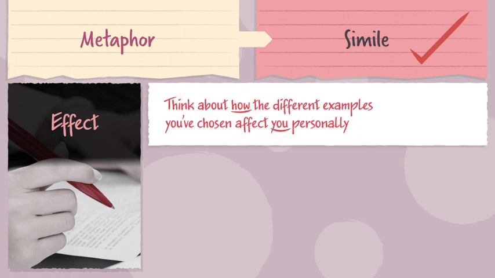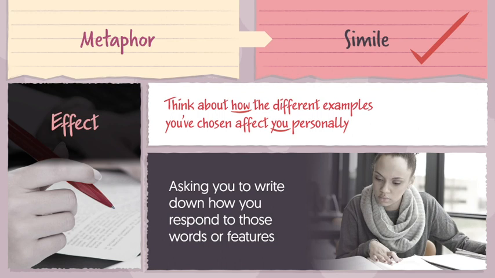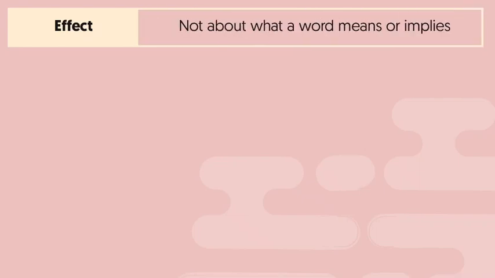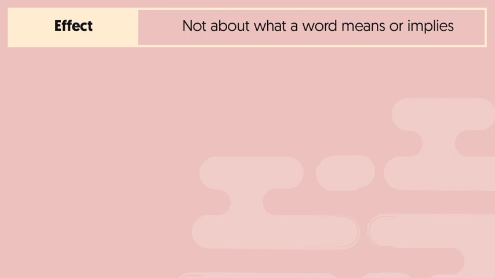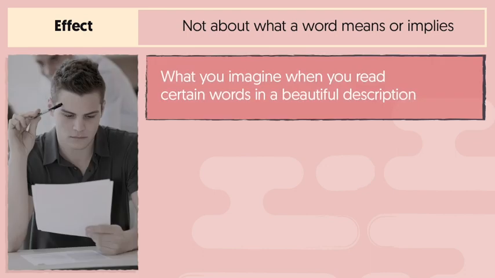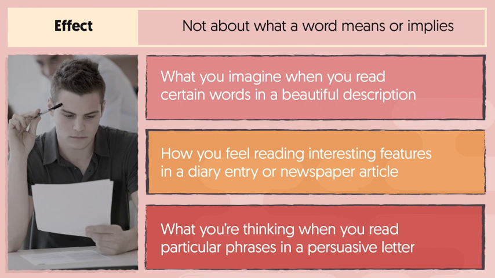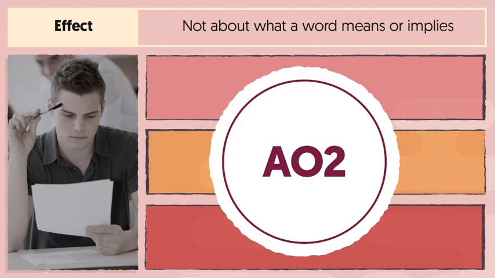What this means is you need to think about how the different examples of language that you've chosen affect you personally, because you are the reader. This is the real test of your reading skill, as it's asking you to write down how you respond to those words or features. The effect, with an E, is how you are affected, with an A. So, a comment on effect is not about what a word or phrase means or implies. It's about what's in your imagination when you read certain words in a beautiful description, or how you feel when you read the interesting features in the diary entry or newspaper article, or what you're thinking of when you read particular phrases in a persuasive letter. If you talk about this, then you're really analysing and showing AO2 skill.